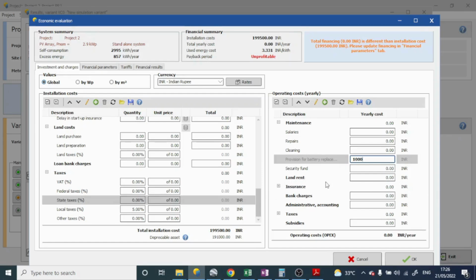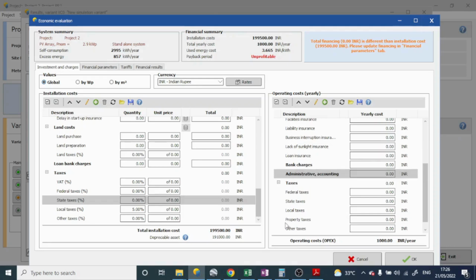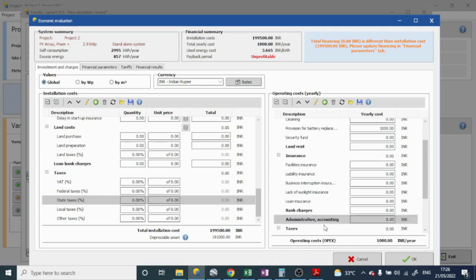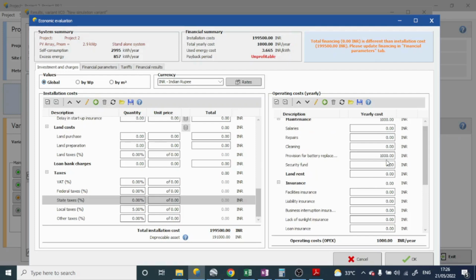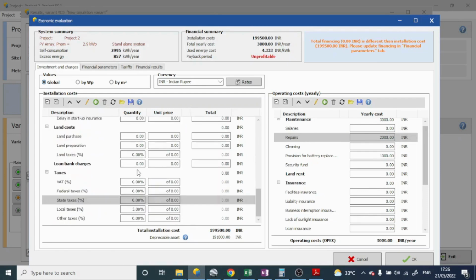Land rent, we just keep it blank. Insurance parameter, we can keep it blank. Then the administrative and banking charges and all that, we keep it blank. Taxes, we have taken over here local taxes, that is 5% on the goods like this, and the overall operating cost we can take up to 1000 over here. Or for any kind of miscellaneous repair that could occur, we can take 2000 extra over here. And finally, we can calculate how much the overall installation cost for the solar project will be. We just click OK over here.